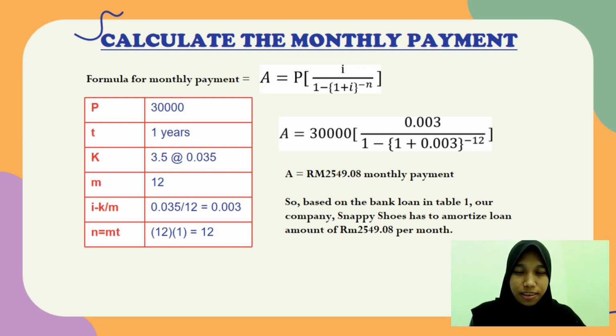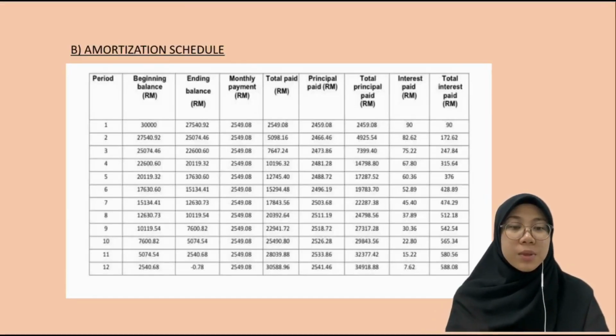Next, I will pass to IZNI to continue the explanation about this question. My name is IZNI AZMAN, matric number A21B2860. I will explain about the amortization schedule.